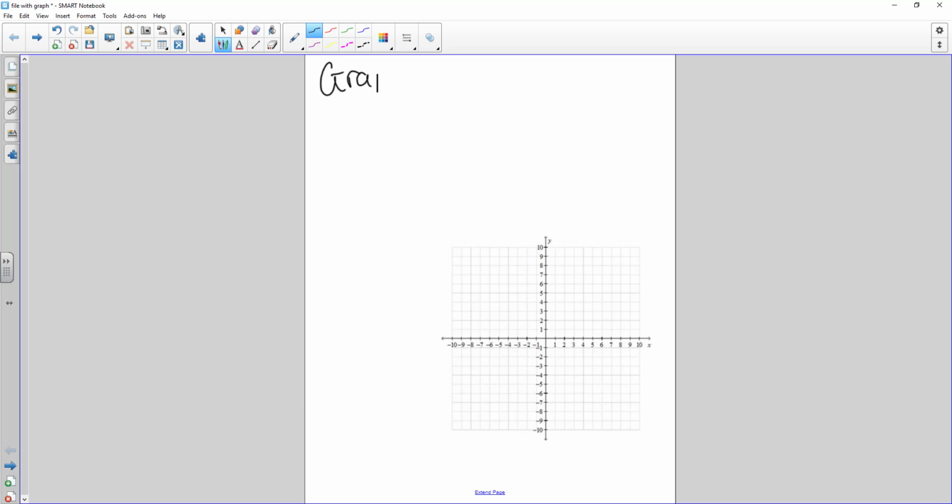Graphs of quadratic equations. Or even we'll call it functions. Equations, functions. Graphs of quadratic functions, and I'm going to say with vertical and horizontal shifts.